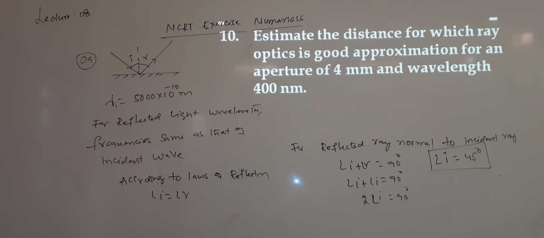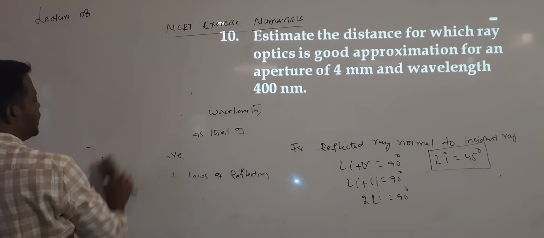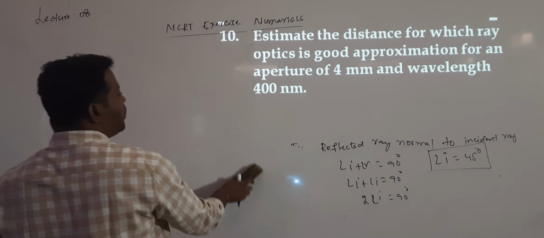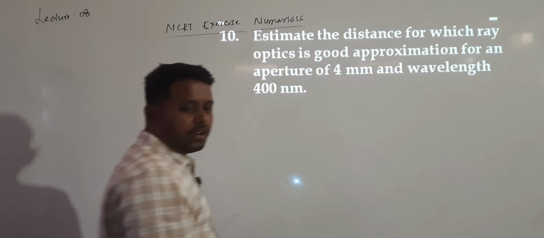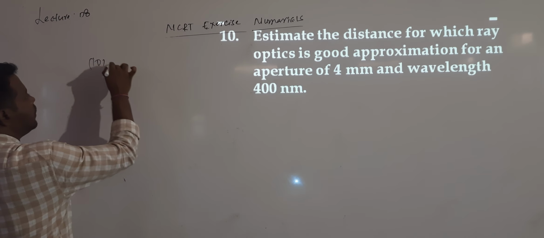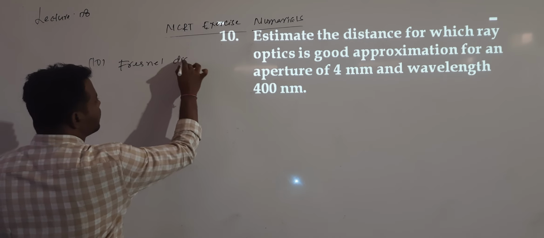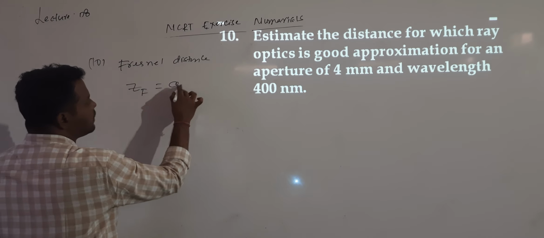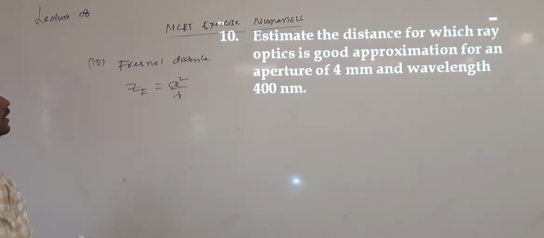So the last question of wave optics, that is the 10th question. What is this question? Estimate the distance for which ray optics is a good approximation. Yesterday we discussed, for ray optics to be a good approximation, there is a certain distance. So what is the distance name? Fresnel's distance. What is that Fresnel's distance value? ZF will be equal to A square by lambda, where A is the aperture diameter, lambda is the wavelength.